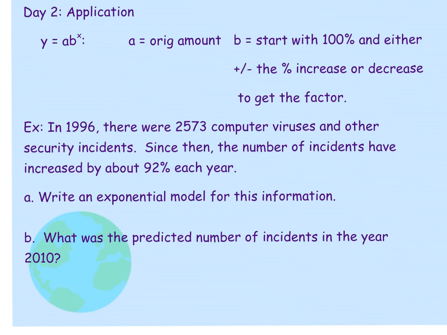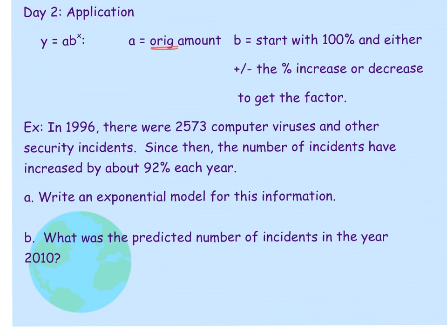The second part of Lesson 7.1 and 2 is about application. We're sticking with our exponential model, y equals a times b to the x power. When we apply this formula, the a value will represent the original amount of something. It could be population, it could be value, it just depends on the type of situation we're looking at. B is going to be considered the growth or decay factor.